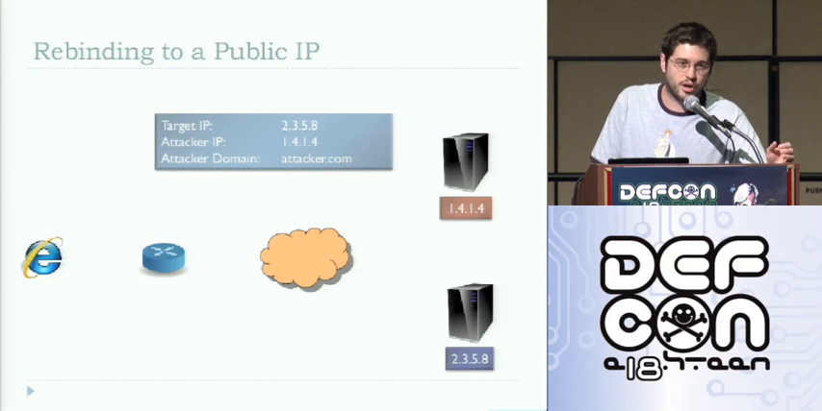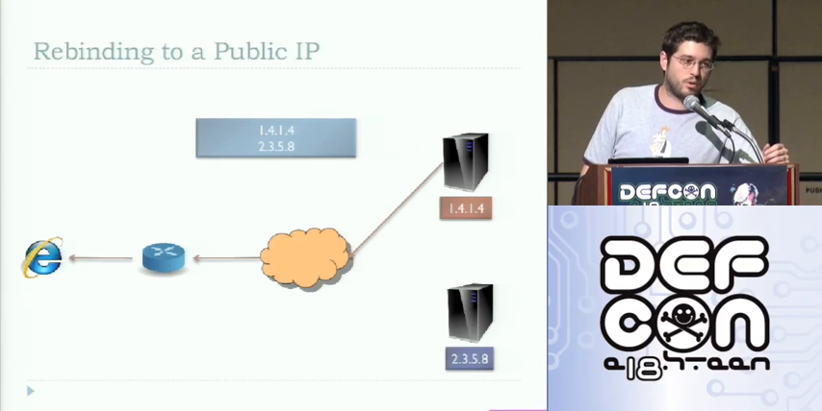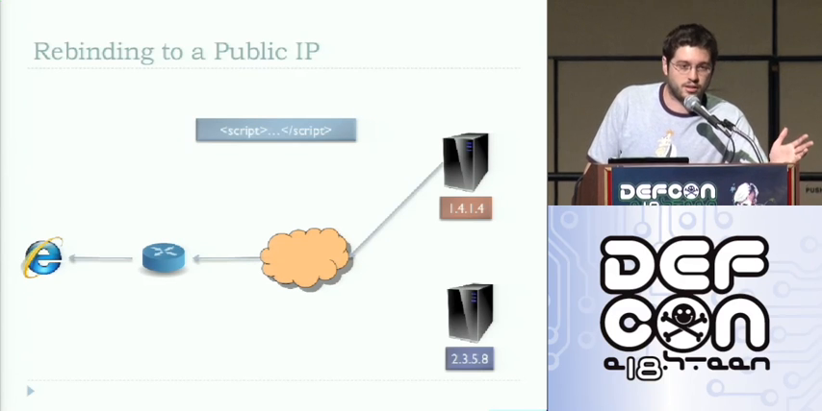Well, the browser doesn't know where attacker.com is, so it does a DNS lookup. And the attacker's DNS server says, oh yeah, I have two IP addresses, 1.4.1.4 and 2.3.5.8. Now the browser has no way of verifying that, so it just trusts it and says, okay, you've got two IPs, that's fine. So the browser is going to try the first IP address first, which is the attacker's legitimate IP. He's going to do a GET request, and the attacker will send back his JavaScript. Now that JavaScript is going to immediately attempt a connection back to attacker.com. Now the browser says, well, you came from attacker.com, you're going to attacker.com. My same origin policy is happy with that.